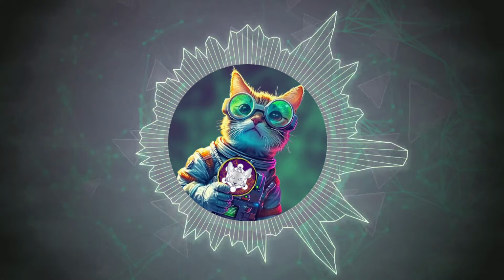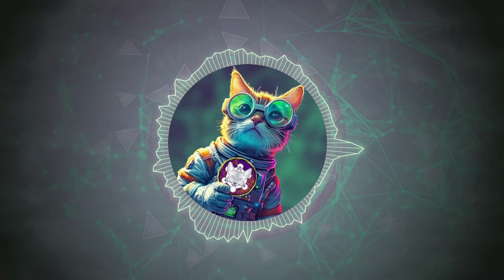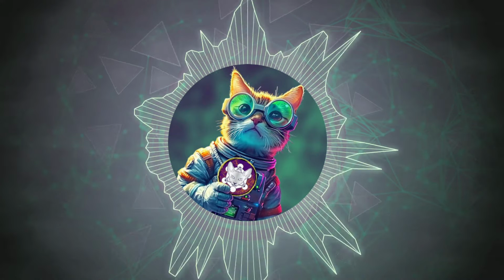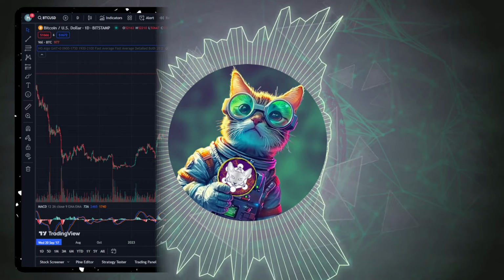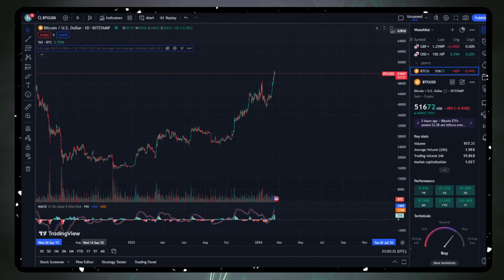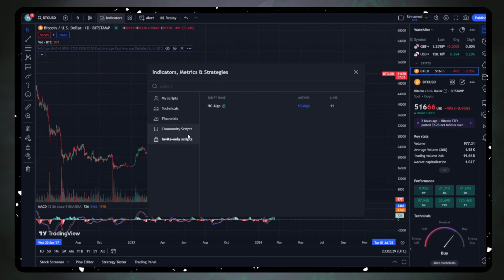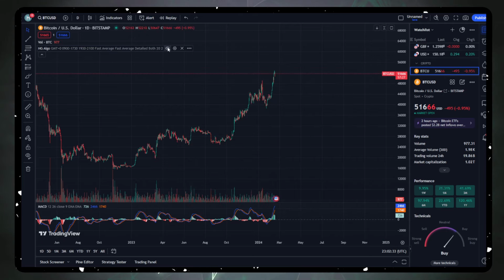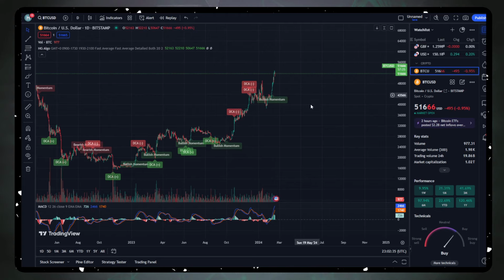So now let's take a look at a daily overview on BTC with a clean chart, no indicator, and start from scratch. So firstly, what you're going to want to do, if you have signed up using that link below in the description, getting yourself 20% off, go to indicators, tap invite only scripts, and tap HGA Algo. That will produce this indicator, and you will see the dollar cost average in and dollar cost average out signals, along with the bullish and bearish momentum.